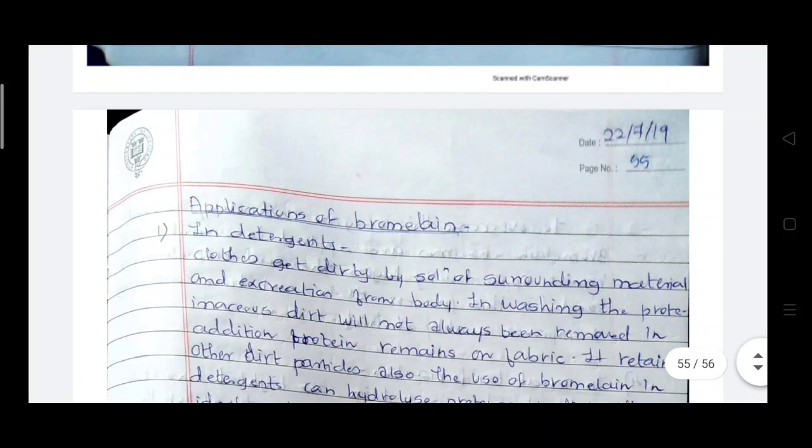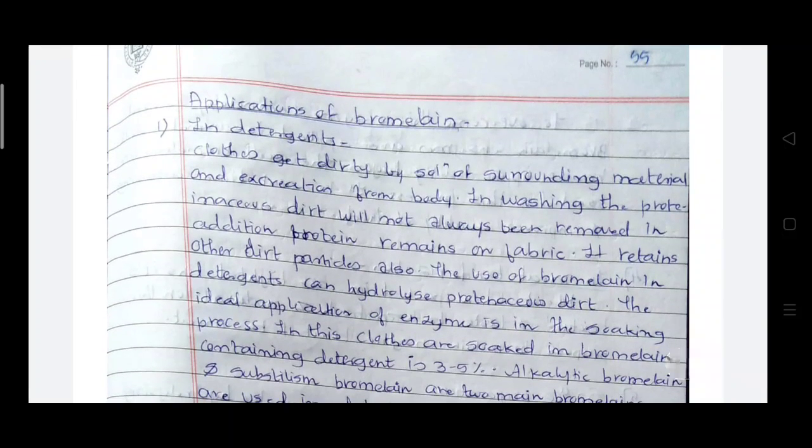Next is about the applications of bromelain. In the case of detergents, when clothes get dirty from surrounding materials and excretions from the body, proteinaceous dirt is not always removed in washing. In addition, proteins remain on fabrics, so they retain other dirt particles also. So the use of bromelain in detergents can hydrolyze proteinaceous dirt. The ideal application of enzymes is in the soaking process. In this, clothes are soaked in bromelain-containing detergent at 3 to 5%.